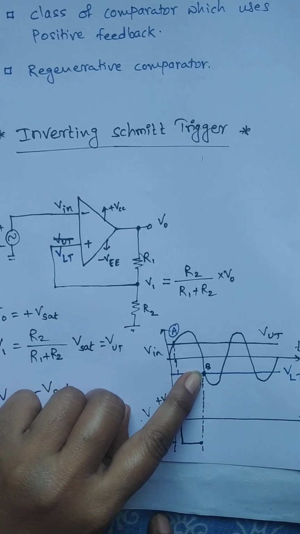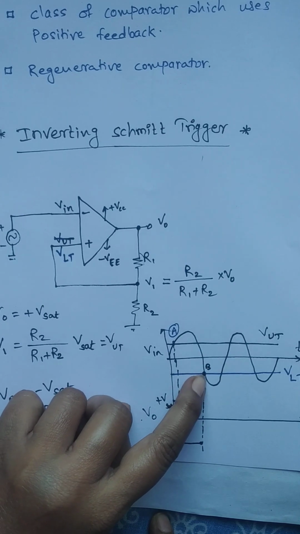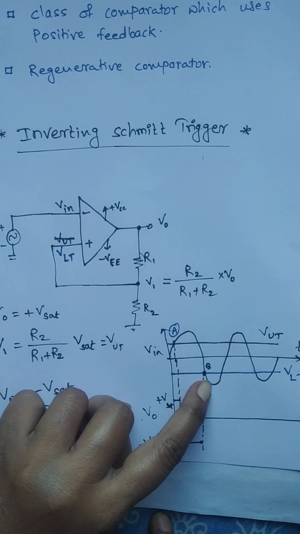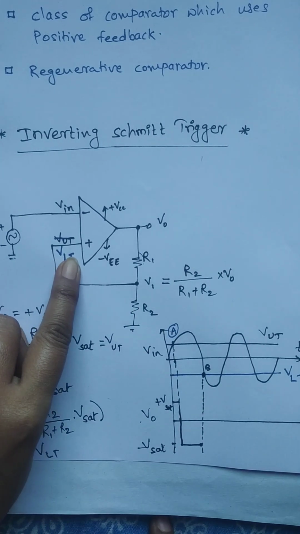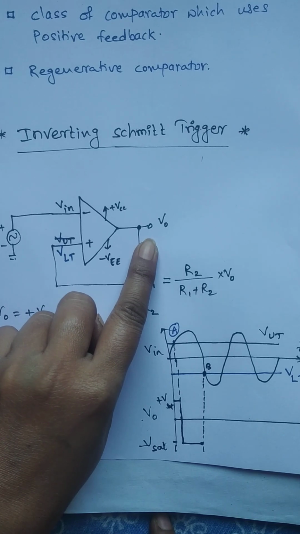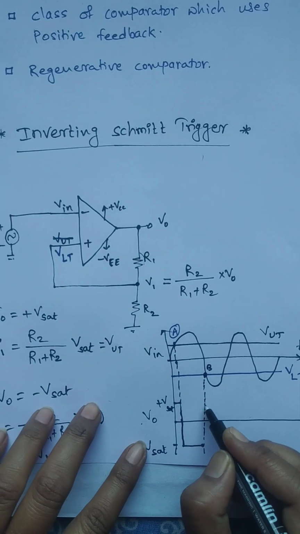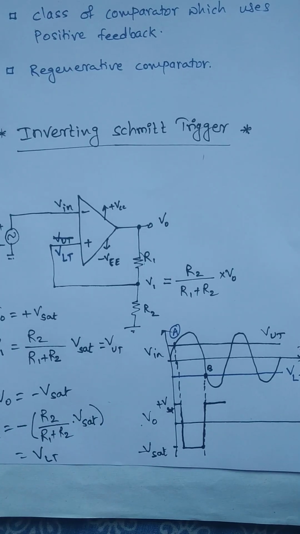Now what will happen at point B? VLT is greater, V input is smaller. So VLT is becoming greater after point B. So output voltage will switch to plus Vsat.